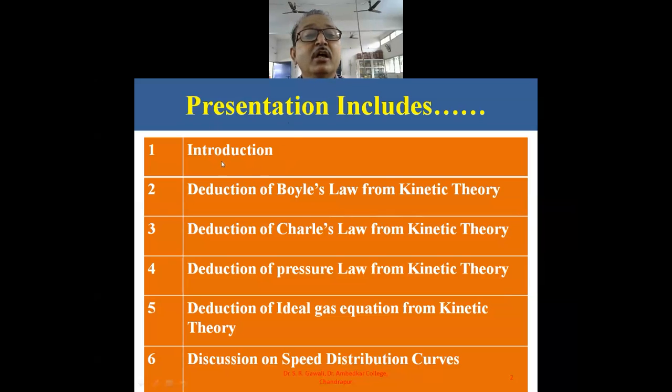So in my presentation, I will introduce the kinetic theory of gases. After that, we will see the deduction of the Boyle's law from the kinetic theory of gases. Then deduction of Charles's law, then deduction of pressure law, deduction of ideal gas equation from kinetic theory of gases. And lastly, I will discuss the speed distribution curve of the ideal gases.